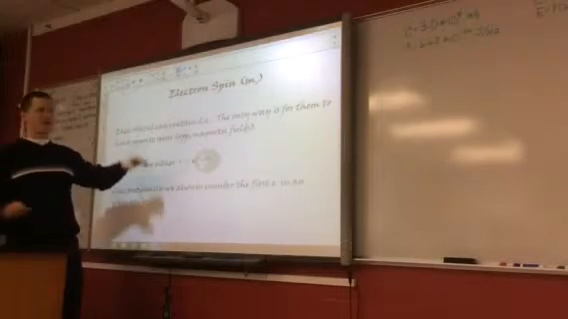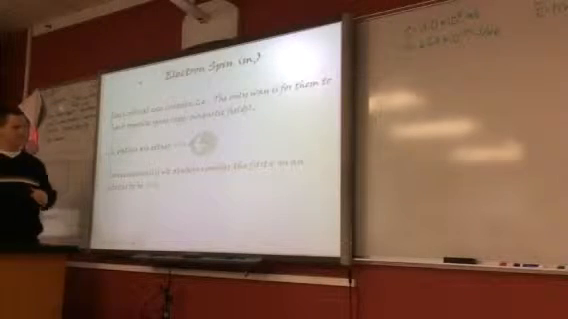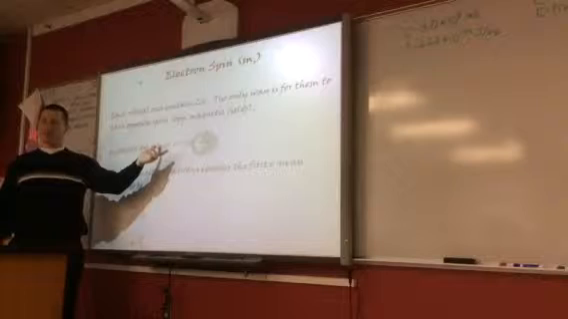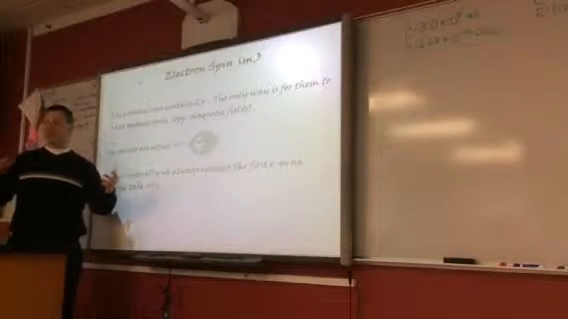I don't remember, on Friday, did we get to electron spin? I think we did. So there are 4 quantum numbers. This is the last of the 4. Quantum spin can have either positive 1/2 spin or negative 1/2 spin.